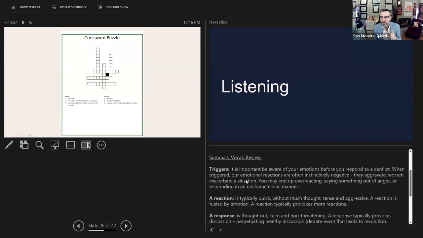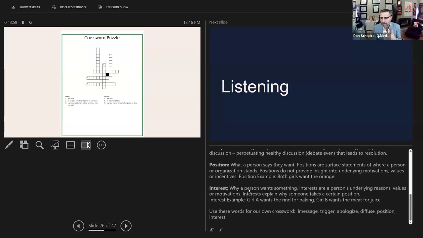We have the solution down here, the words for our own crossword is message, trigger, apologize, diffuse. And we have the resource of the completed crossword puzzle at the end, right? So the want is the position, right? So we can start filling this out as we get through this. It's really helpful. It's a fun game, especially if you can print it out and you have people in person. I still believe some people do that, meet in person.